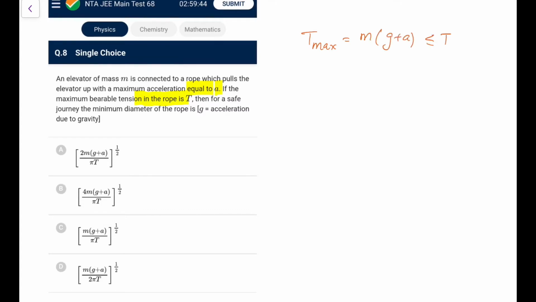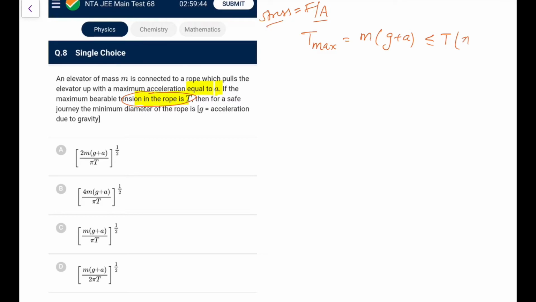That is what I can say, that should be less than or equal to T. Here what I feel the question is talking about is the stress, not the tension. This T is not the tension, this is the stress. So T into area would be the force, since stress is equal to force upon area. So that force, which is the actual tension, would be that stress into area.